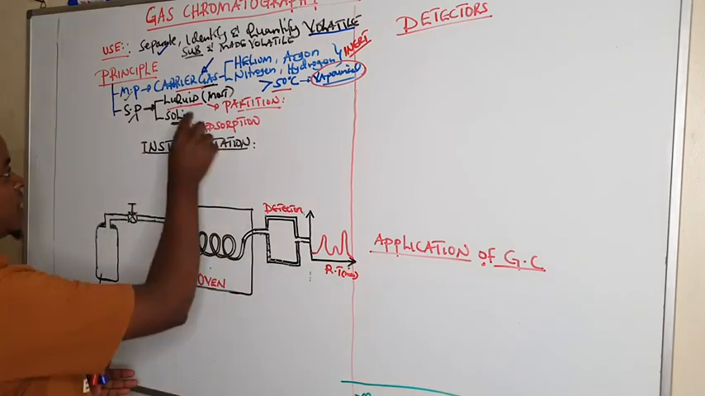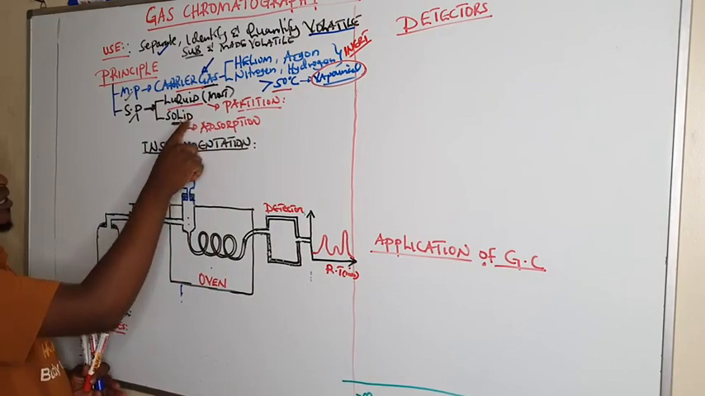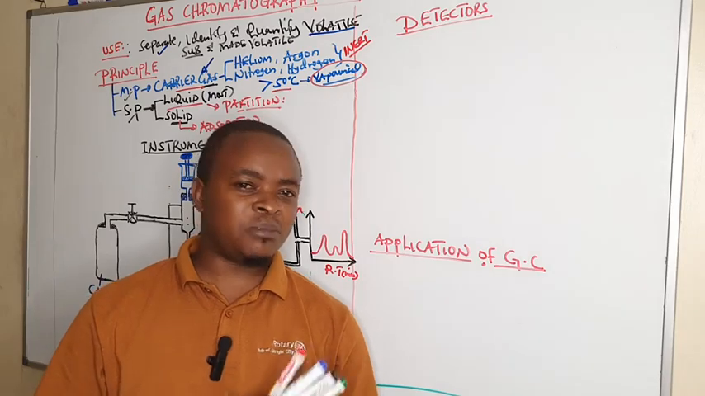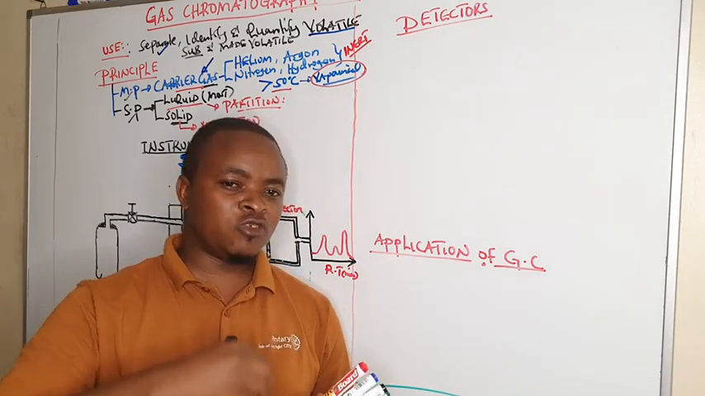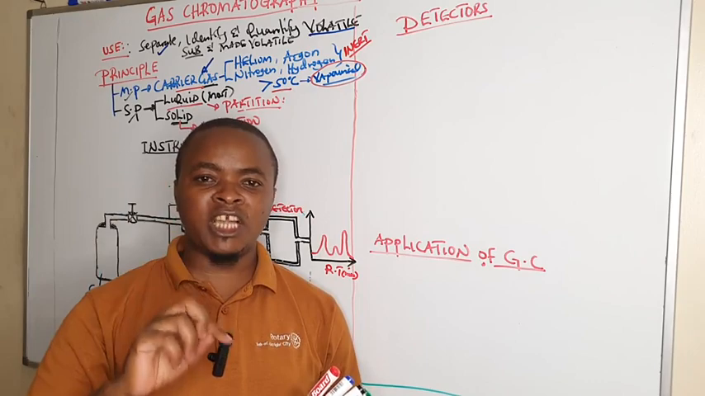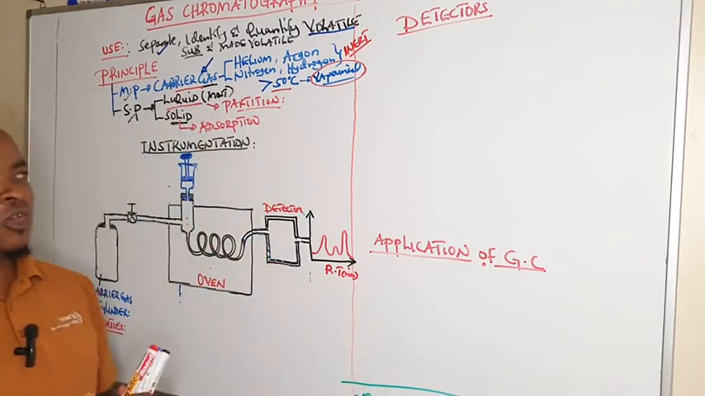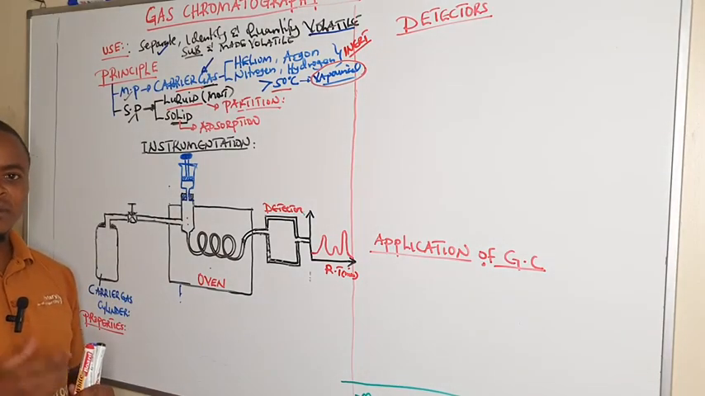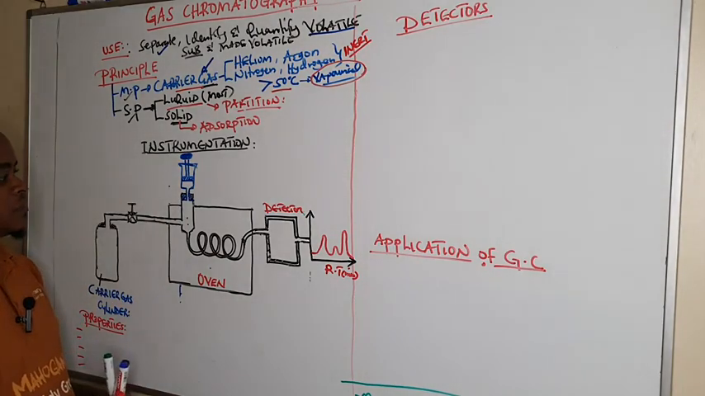And when we are using the gas, the liquid, if the liquid is non-volatile, meaning substances which are volatile are going to be eluted faster. So the retention time will be lower compared to those which are non-volatile. That is the principle behind it.